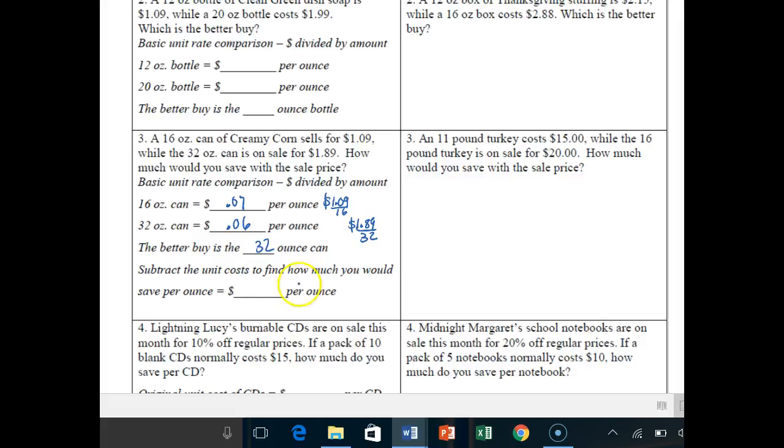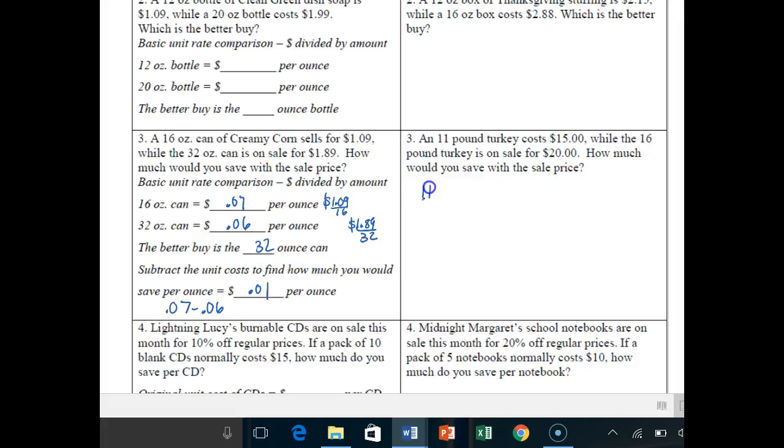And then how much would I save? I'm going to save, what's 7 minus 6, right? 7 minus 6, or 0.07 minus 0.06. And I'm going to save about how much per ounce? I'm going to save about a penny per ounce, okay? All right, again, how did I get that? I just took this minus this and said, okay, if I really buy this, how much am I saving? About a penny per ounce.